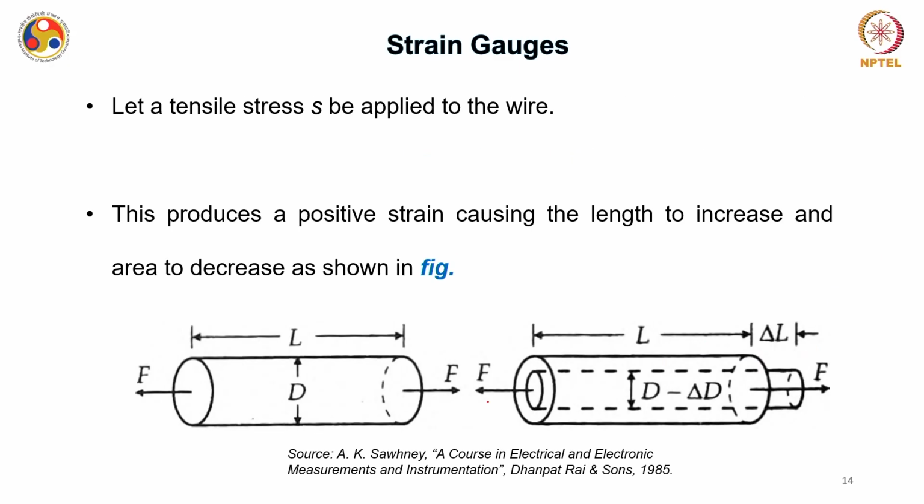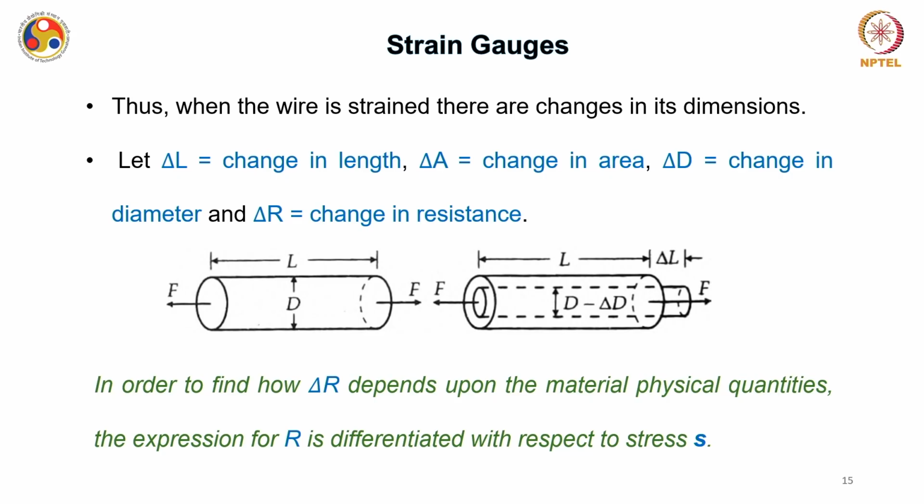Now let a tensile stress S be applied to the wire. This produces a positive strain, causing the length to increase and the area to decrease, as shown earlier. So you applied a stress, because of which the diameter has changed to D minus del D, while the length has increased from L to L plus del L. Now when the wire is strained, there are changes in the dimensions. Let del L be the change in the length, del A the change in the area, del D the change in the diameter, and del R the change in the resistance.